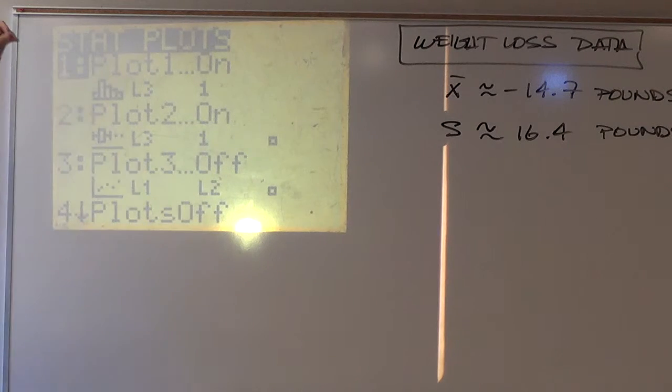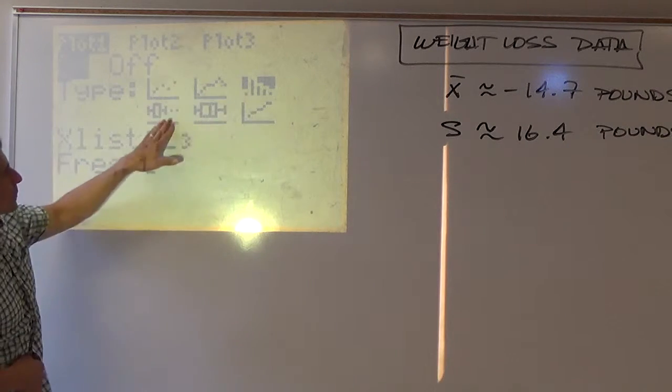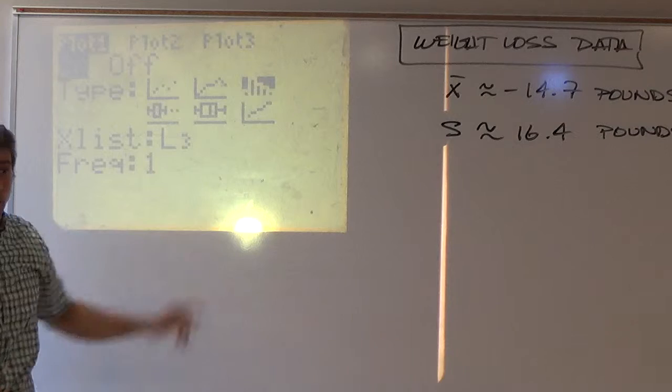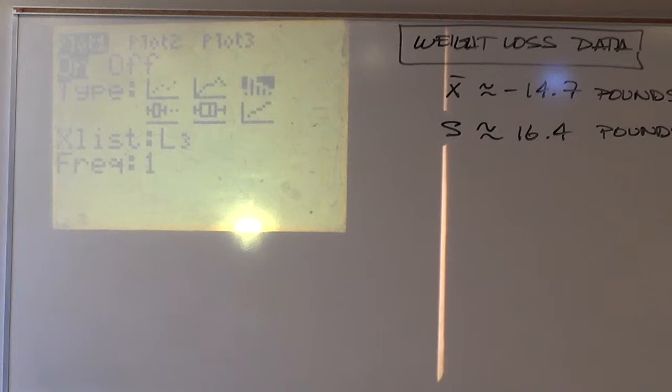So now we're here. Press number 1 or press enter to select plot 1. Now you should have a screen like this. What you want to do is turn it on, in case it isn't, by pressing enter. Now you've got to choose your type. You've got 6 different types you can choose from. The only one I want to talk about right now is a histogram, which is that one right there. So you arrow down to it, arrow over to it, and press enter. Now your plot is on. You're on the histogram spot.